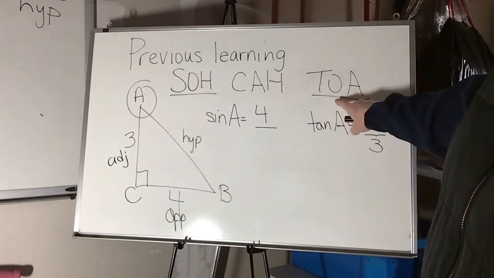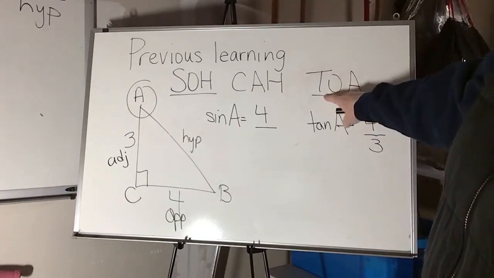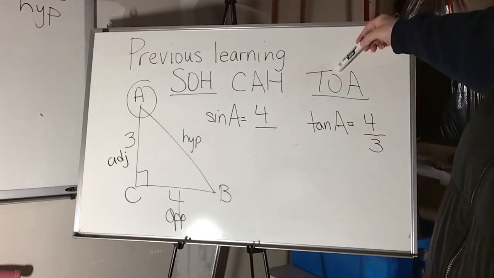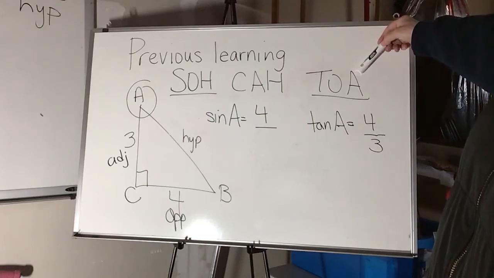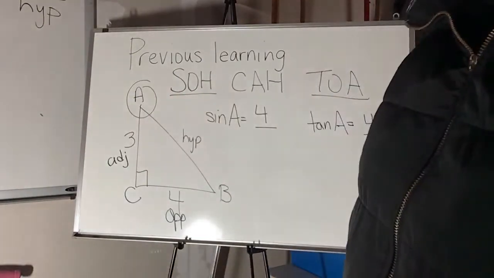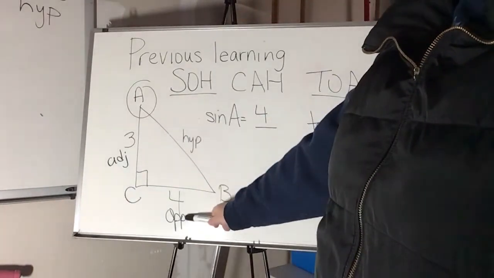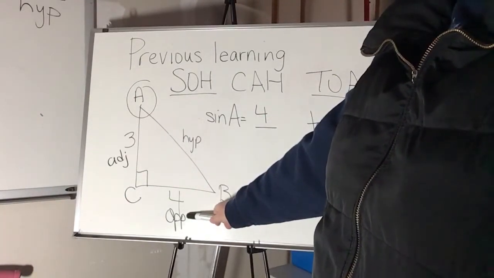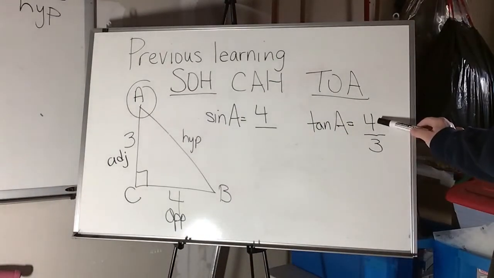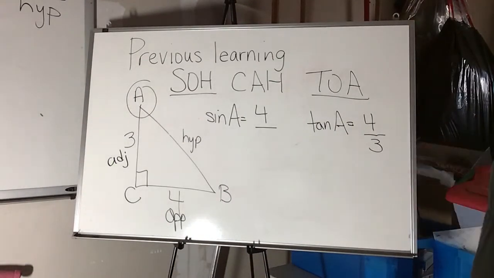So we started off day 1 with tangent, or the TOA part of SOHCAHTOA. Tangent is equal to opposite over adjacent. And if you look at the triangle, I've already circled angle A. I've found out that the opposite side of angle A is 4, and the side adjacent to angle A is 3, and so I've already written the ratio as 4/3.